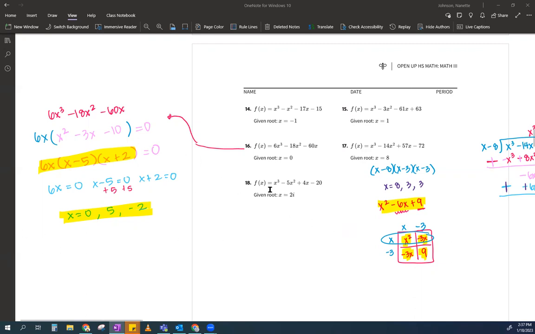So now I'm going to try this one. Now this one's a little bit different, right? You tell me, why is this one different? What do you see as the difference of this one? Yeah. One of the main differences that I see is my root is an i. Okay. My root is an i.